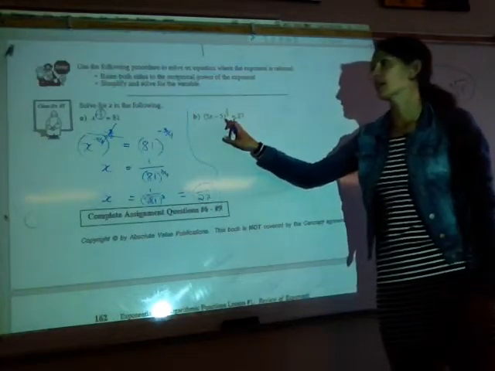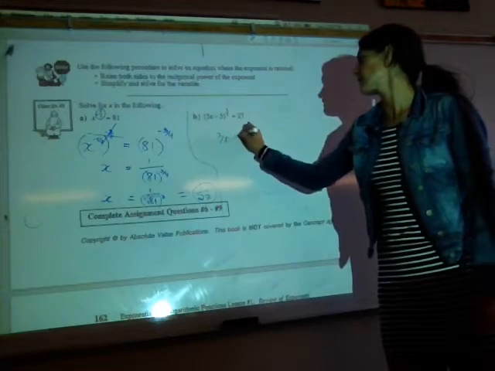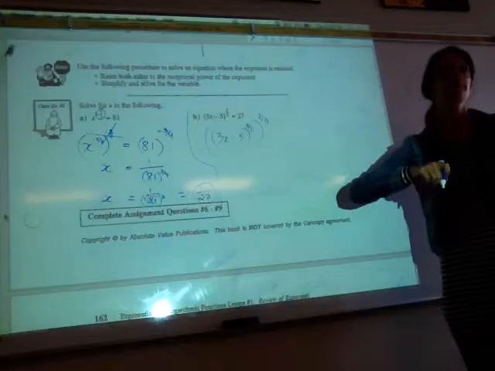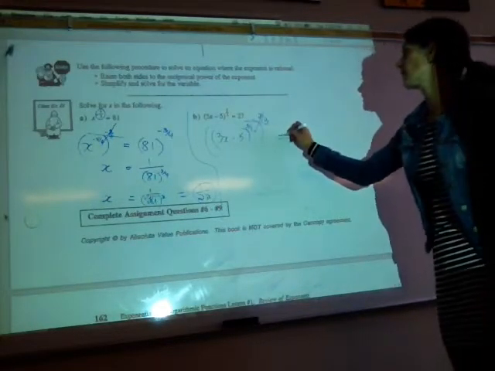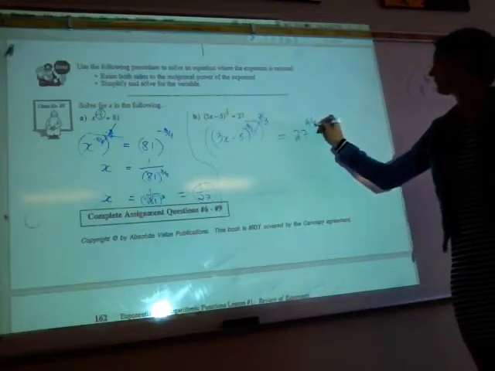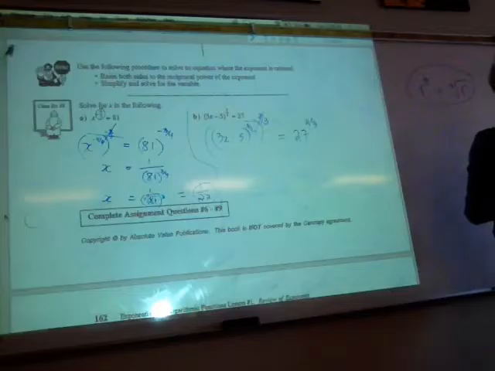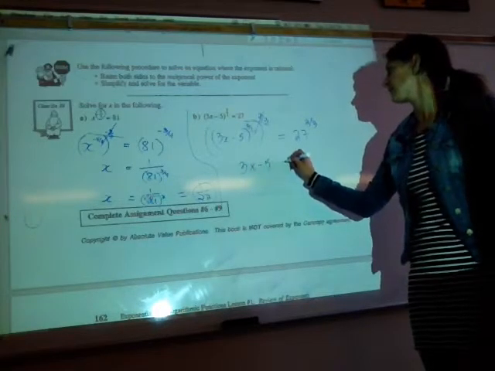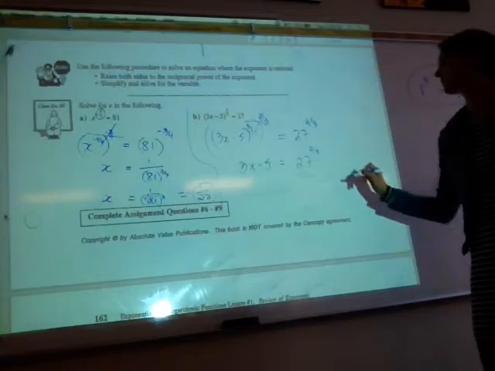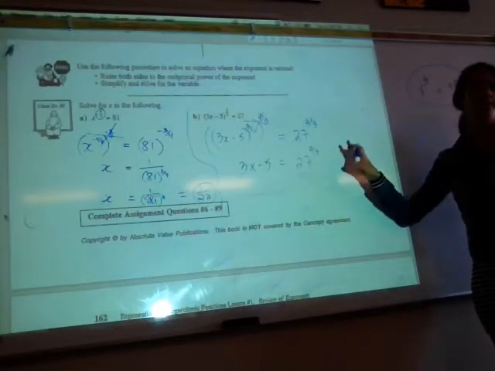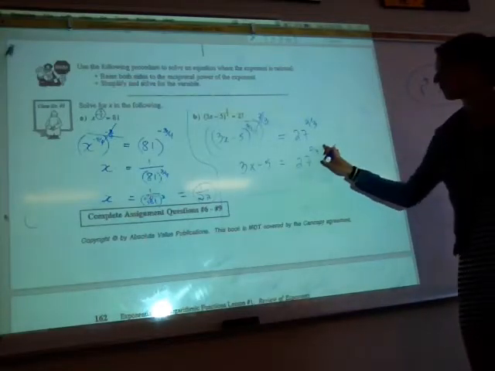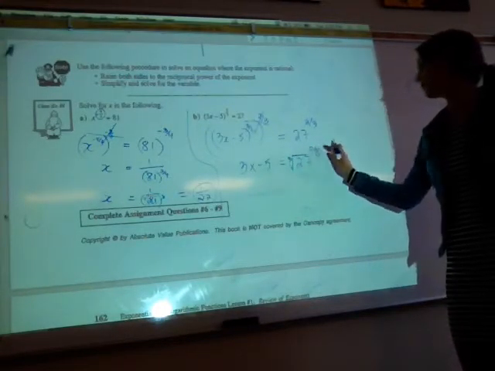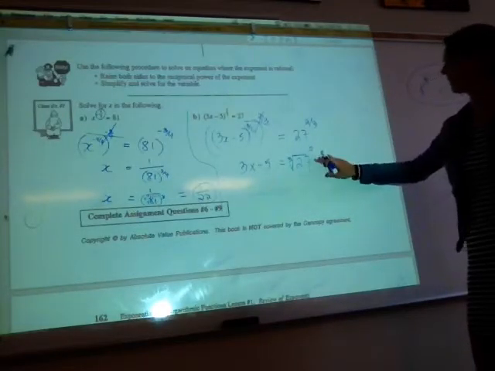Same thing, just now we have a binomial. We have 3x minus 5 to the power of 3 over 2, equals 27. If we raise it to the power of 2 over 3, what's going to happen to the exponent? It cancels. But whatever we do to one side, we have to do to the other, so we have to raise 27 to the power of 2/3 as well. On the left side, the exponent's gone, and we get 3x minus 5 equals 27 to the power of 2/3. Another way we could write 27 to the power of 2/3 is the cube root of 27 squared. The denominator on the exponent is always your index, so that's the cube root, and the numerator on the exponent is your exponent.